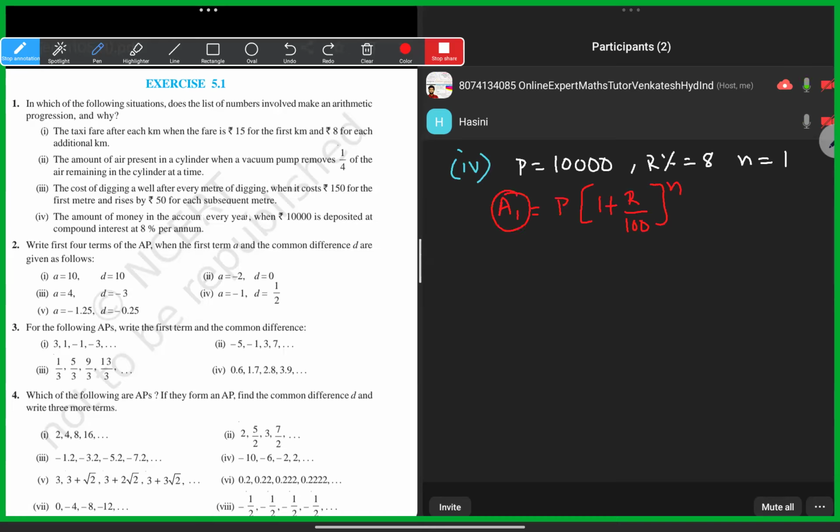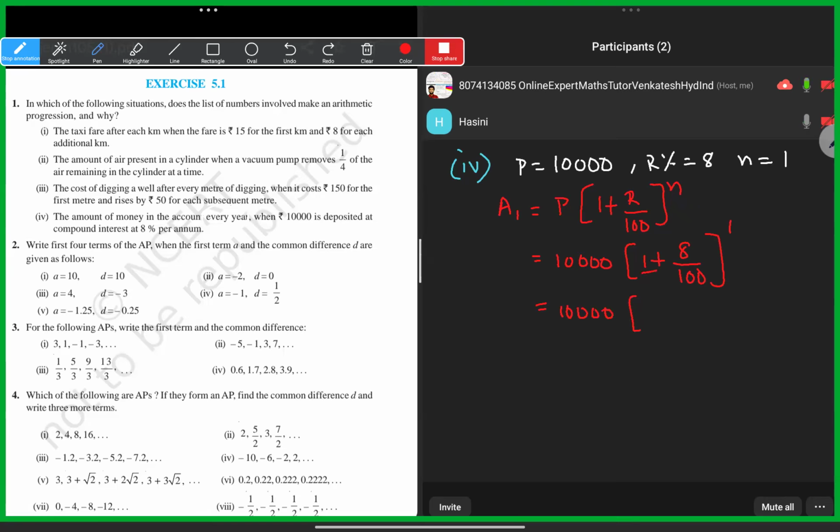This is actually a formula for the amount. If I want A2, I'll keep A2 there, which means the amount after the second year. So now I'll just substitute the values. P is how much? 10,000, into 1 plus R by 100. R is 8, and N is 1, the amount of the first year, number of years 1 year. So 10,000 into 1 plus 8 by 100.